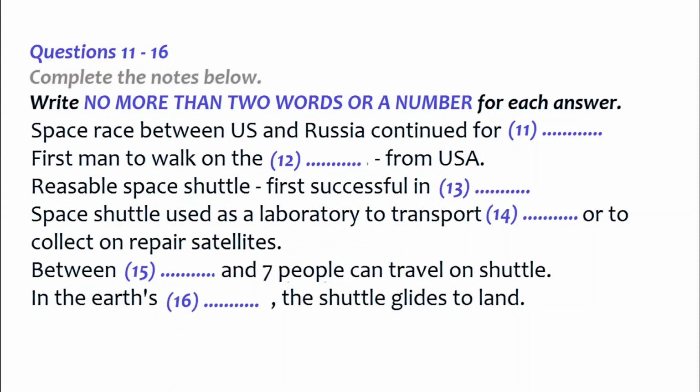The shuttle carries between 5 and 7 crew members. When a mission is complete, the shuttle fires thrusters, which propel it back into the Earth's atmosphere. It then glides down to make its landing.